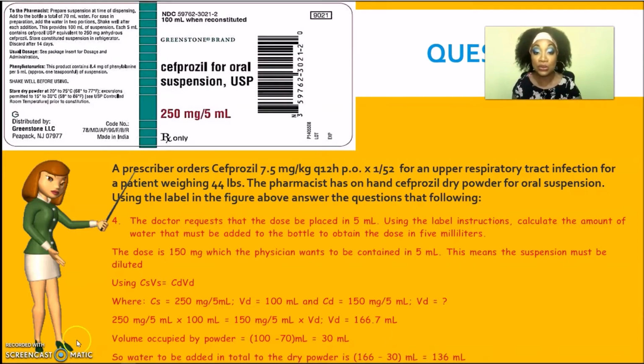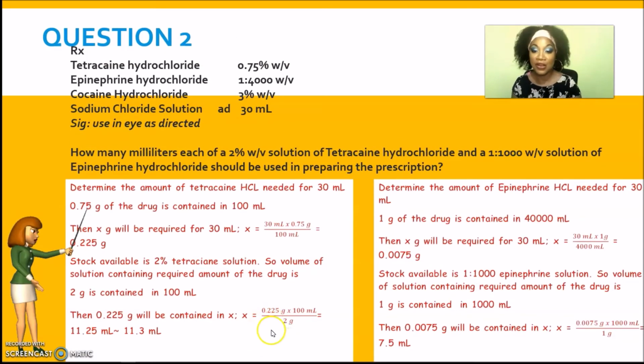Okay, let's go to the next question. Okay, ladies and gentlemen, we are at question 2, and we're given a formula to make 30 mils of a solution that will contain tetracaine hydrochloride, 0.175% weight in volume, 1 in 4,000 weight in volume of epinephrine hydrochloride, cocaine hydrochloride 3%, and we're adding all of this up to a volume of 30 mils.